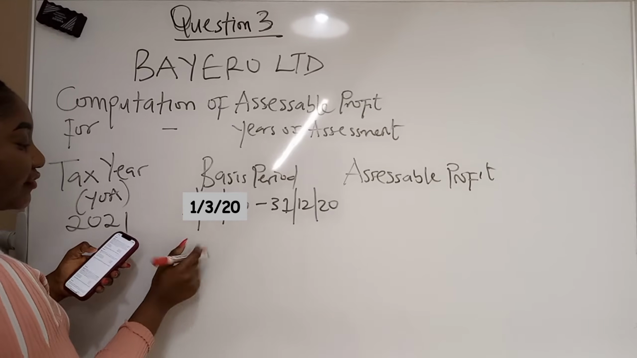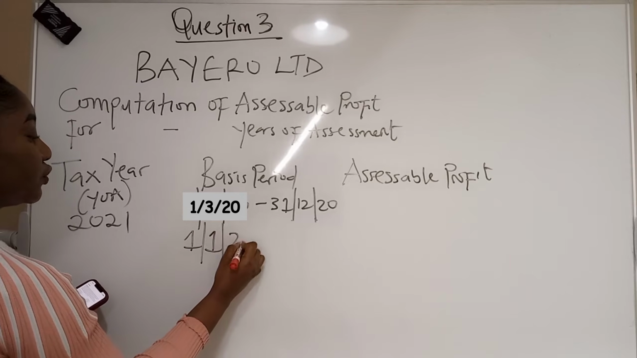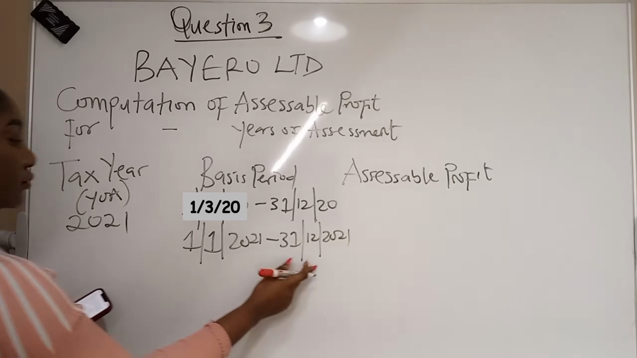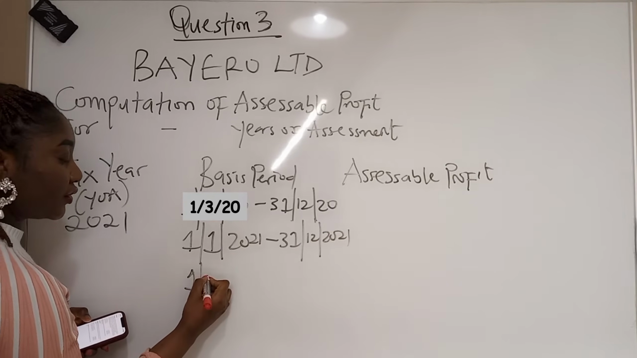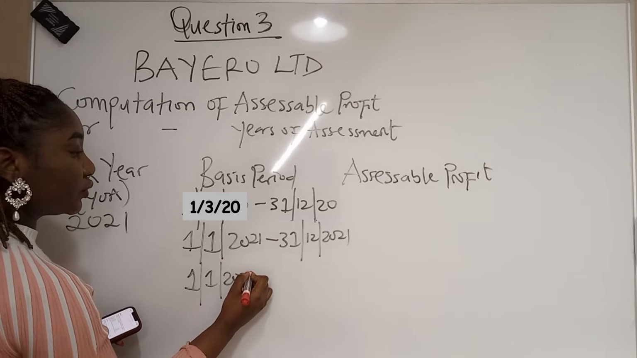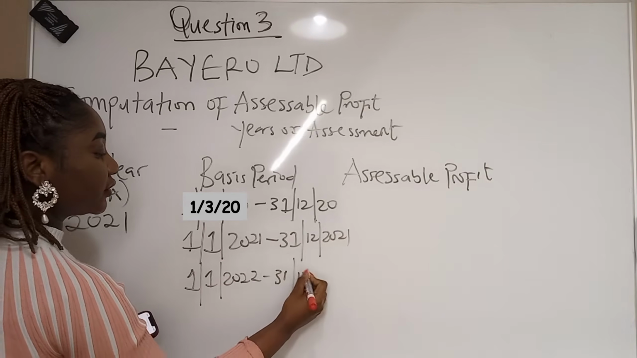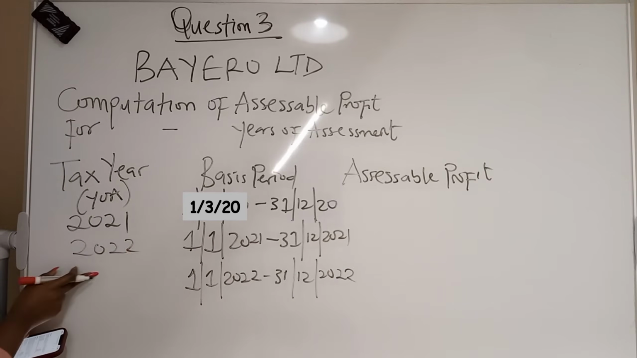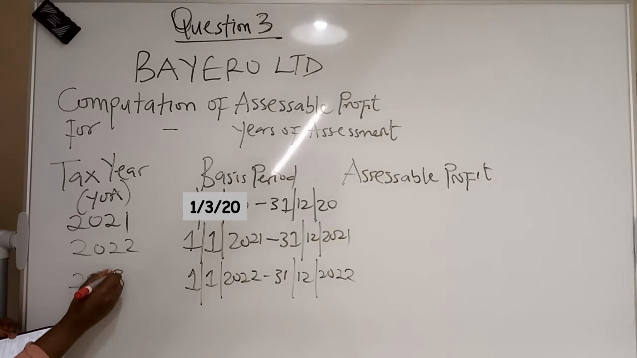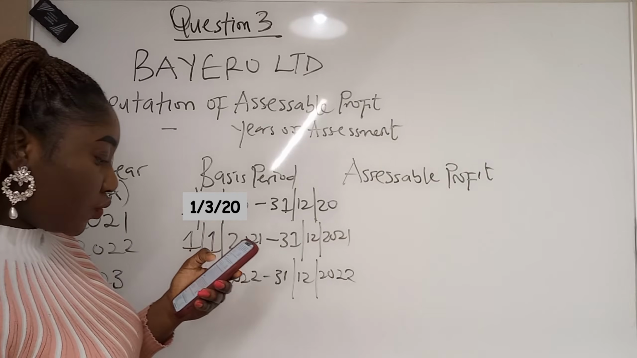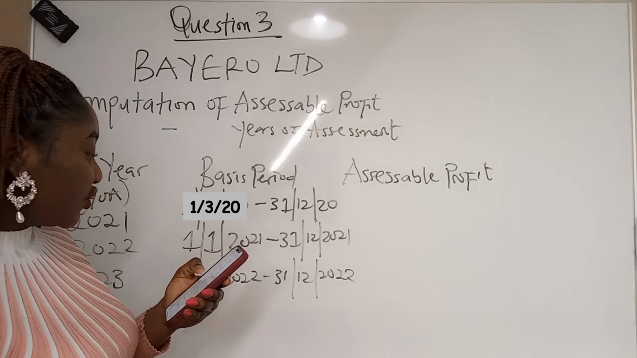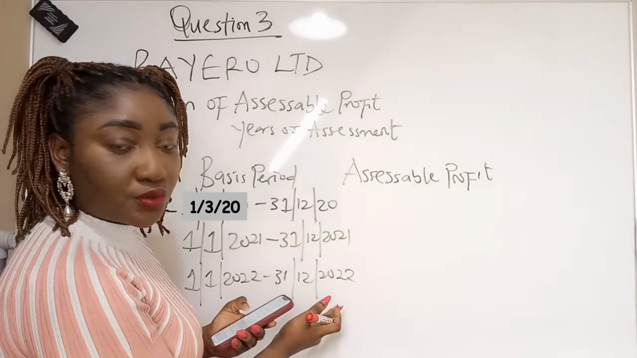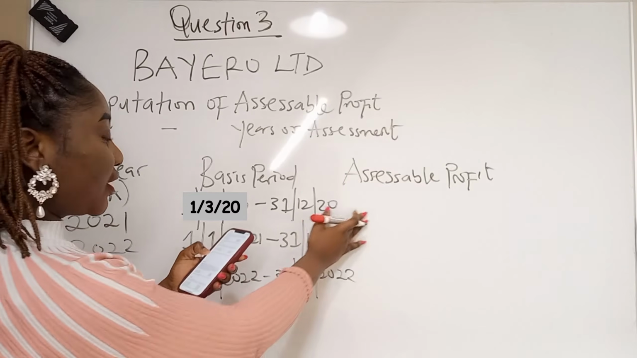The next basis period will be the day after, that is 1st of January 2021 to 31st December 2021. And the third one is going to be 1st of January 2022 to 31st December 2022. And this is going to be 2022 year of assessment, and this is 2023 year of assessment. When you check the question, it ended on 31st December 2022. There's no extra information after 31st December 2022, so it ends here. Then you pick the assessable profit.